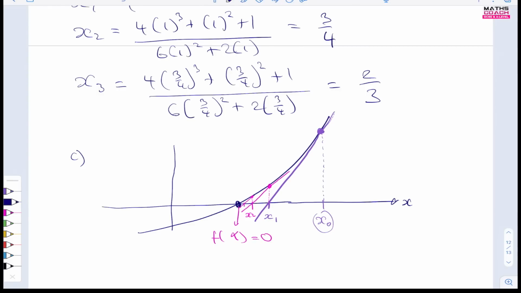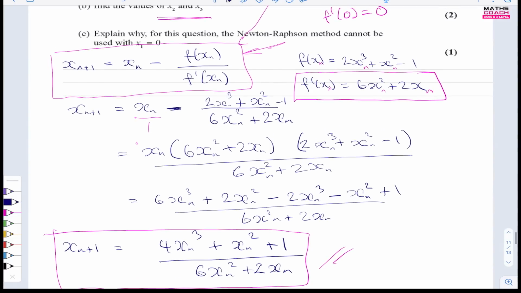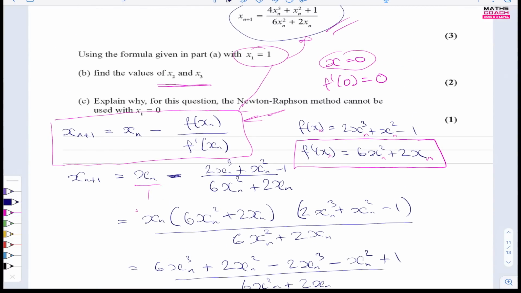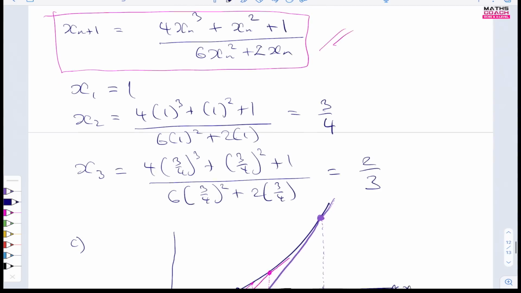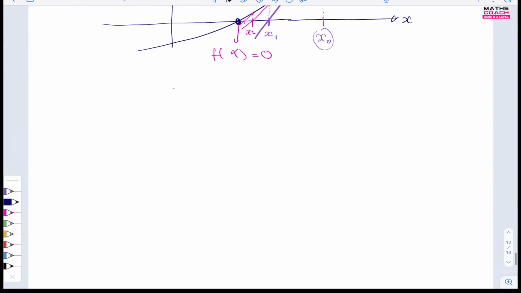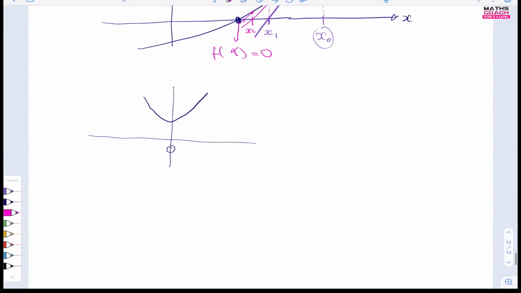Now, in our situation here, when x equals 0, what we get is a gradient of 0. So if the gradient is 0, where x equals 0, we have a turning point in that case. So if we were to draw a tangent at our first approximation at 0, we get a horizontal line, and this line never crosses the x-axis, so we won't get another iteration value in that case.